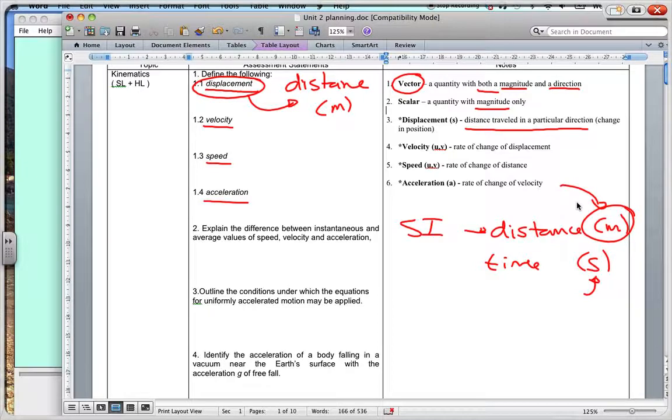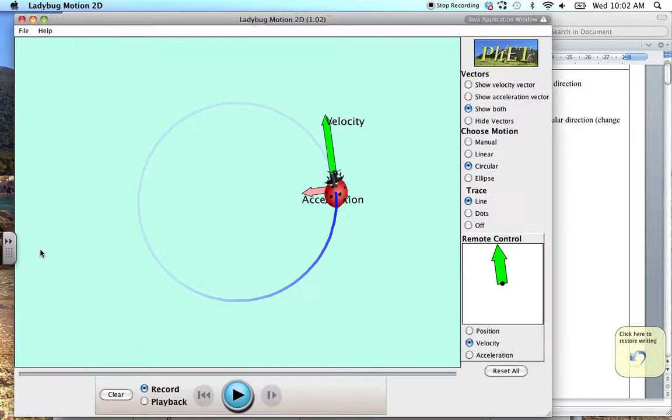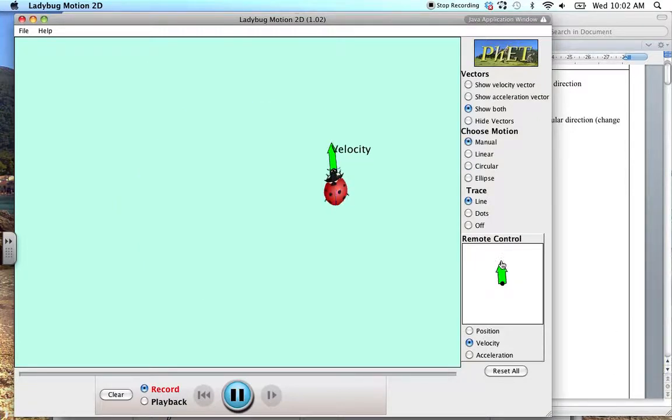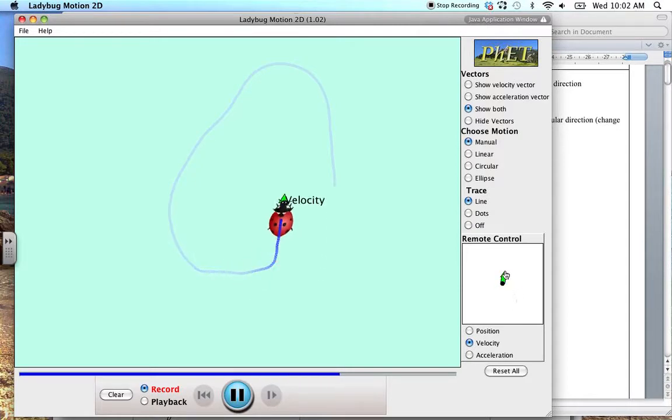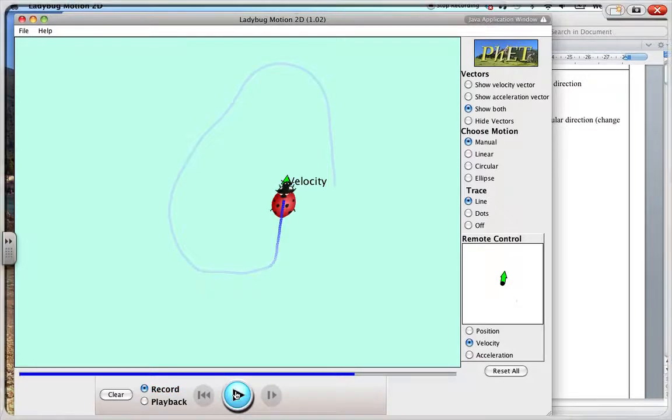So, just to explain the difference of those, I just want to call up this simulation here, and we're going to be using this over here. I'm just going to be going a little path here and then bringing it to an end. Okay, so this ladybug has traveled a certain distance. Now, this whole length here, if we took a trundle wheel and we measured all the way around here, that would be the distance that the ladybug has traveled, and that would be given in meters.